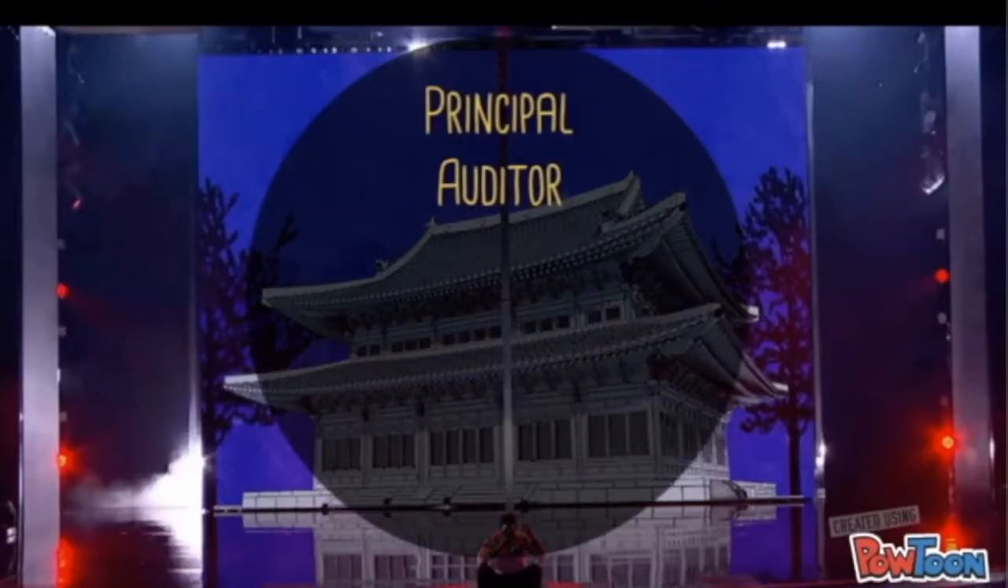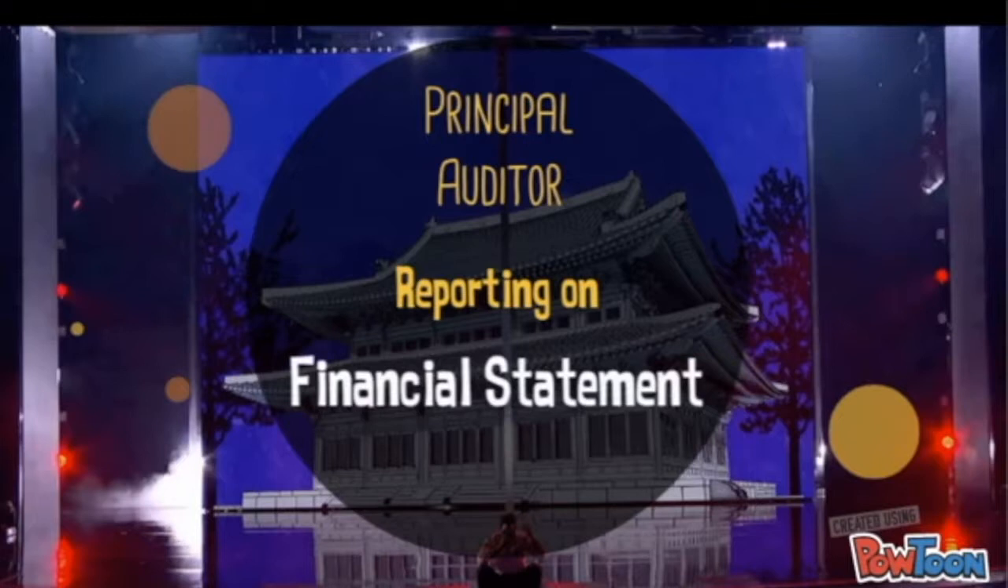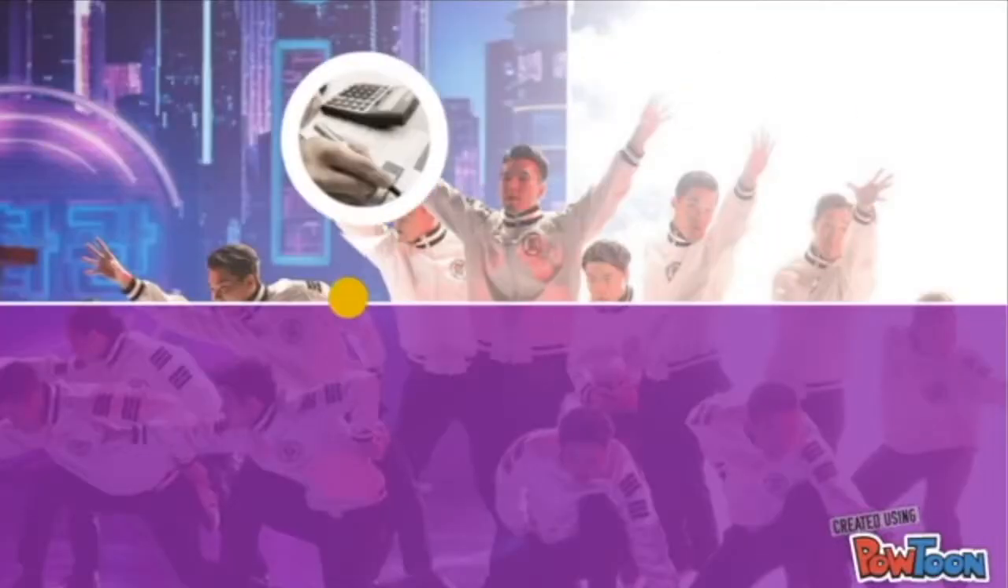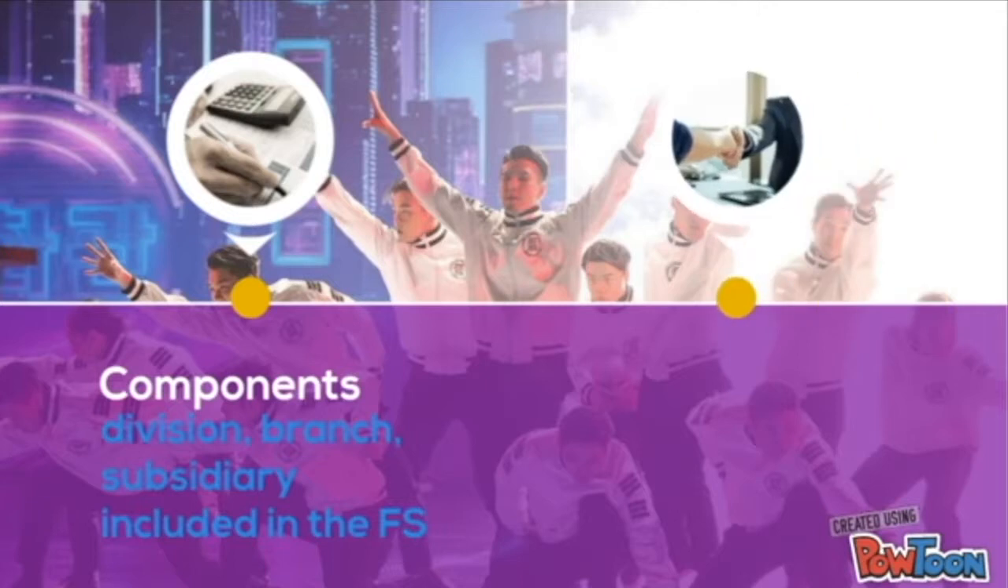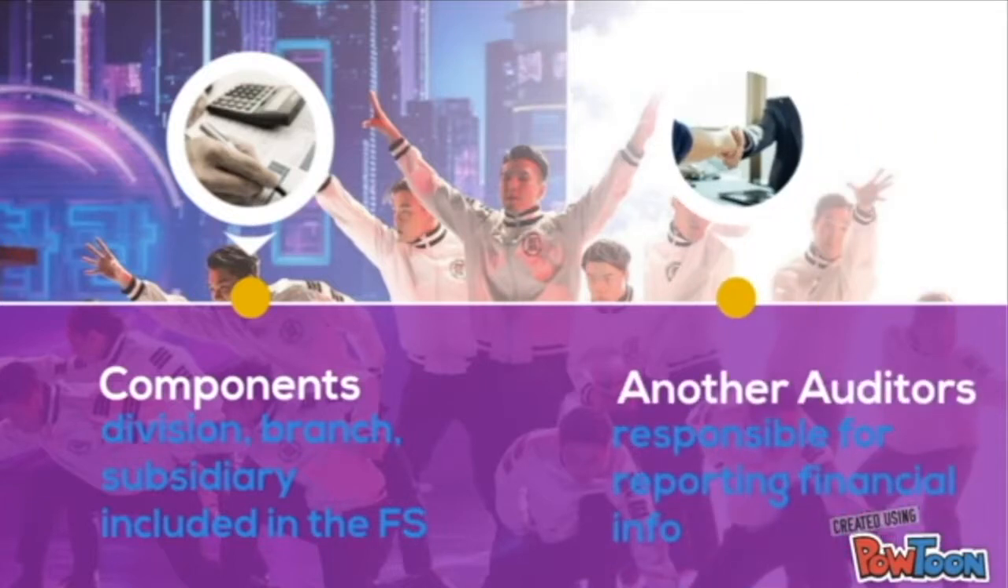The principal auditor is the one who is responsible for reporting on financial statements, including financial information of components audited by another auditor. The term components refers to a division, branch, or subsidiary whose financial information is included in the financial statements audited by the principal auditor. The term another auditor refers to an auditor that is responsible for reporting on financial statements but is not the principal auditor.